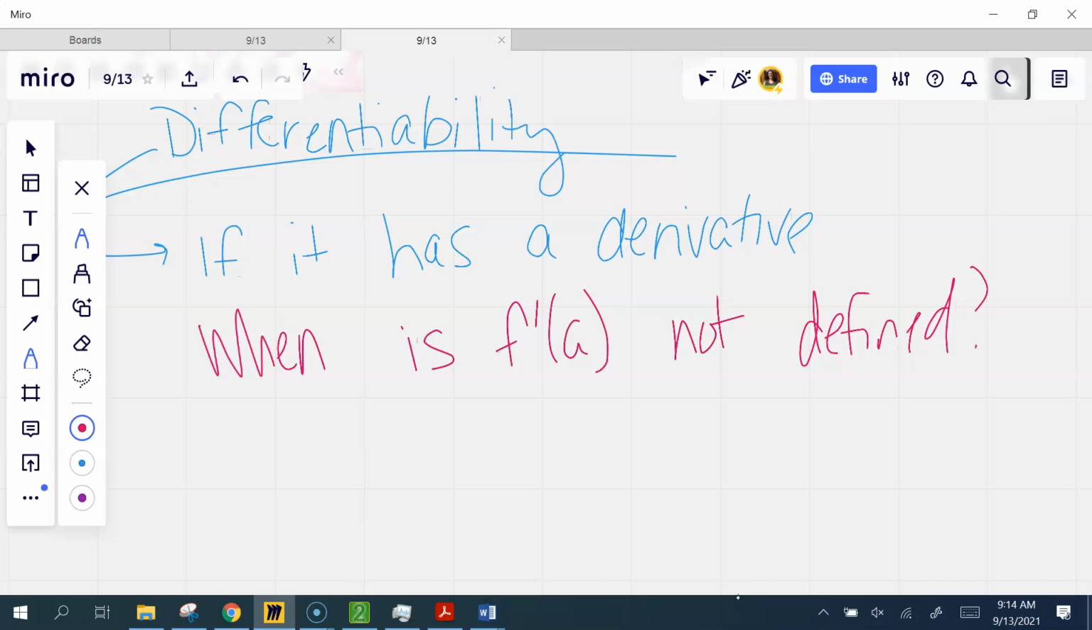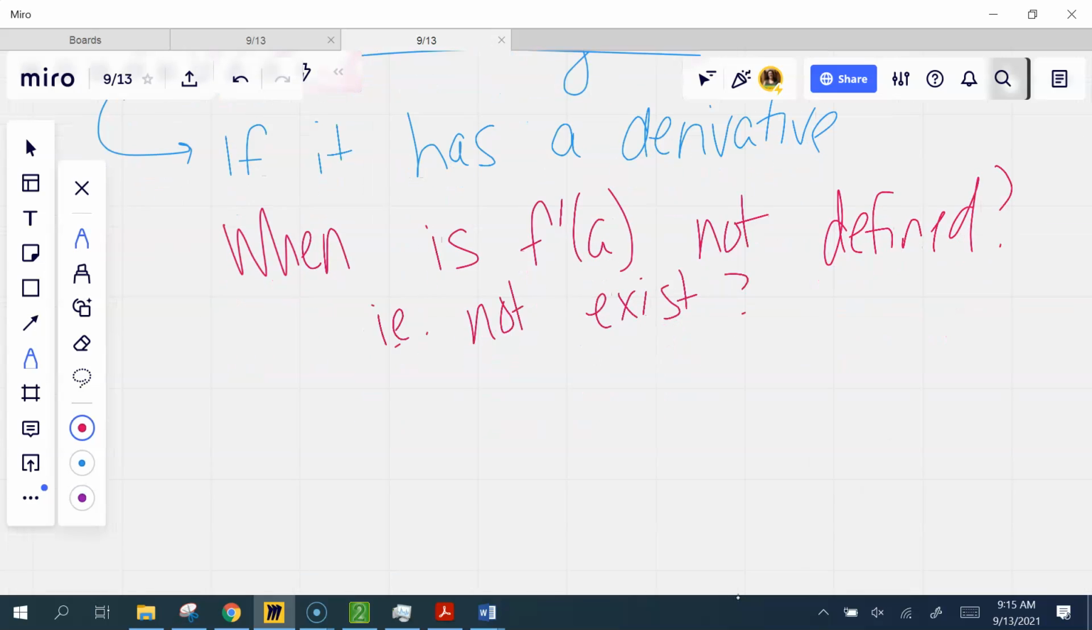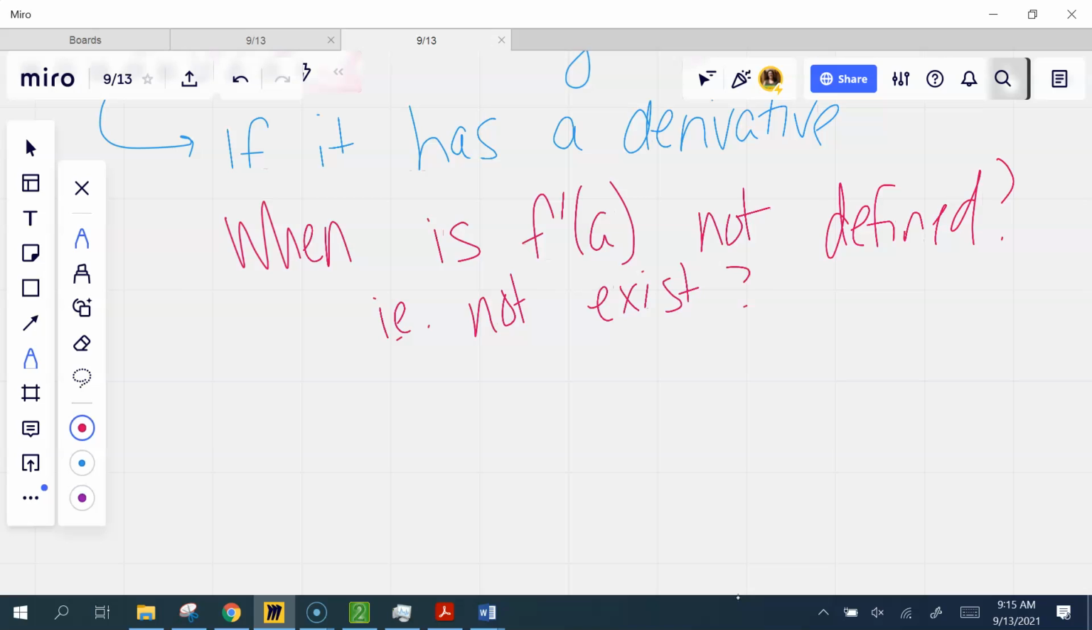Where is the derivative not defined? In other words, where does it not exist? We talked about one way already. Close. Okay, so the limits don't equal each other, so go a little bit further, not just when the one-sided derivatives don't equal each other.